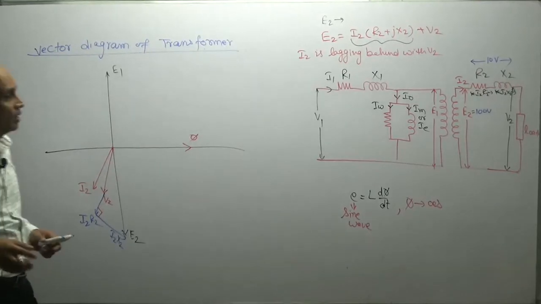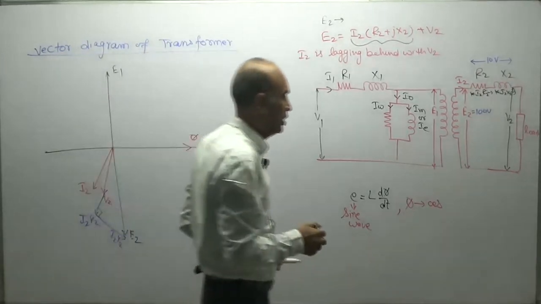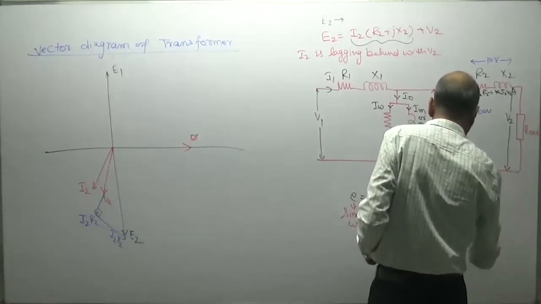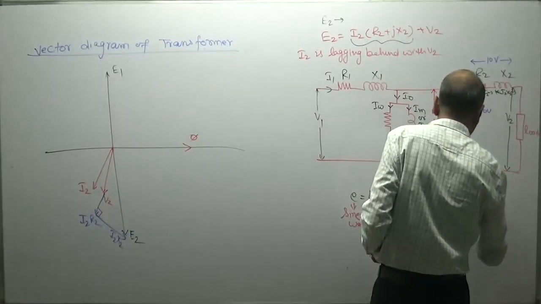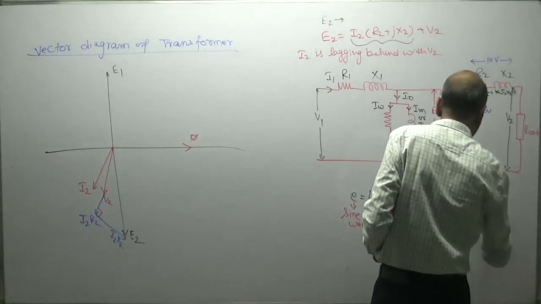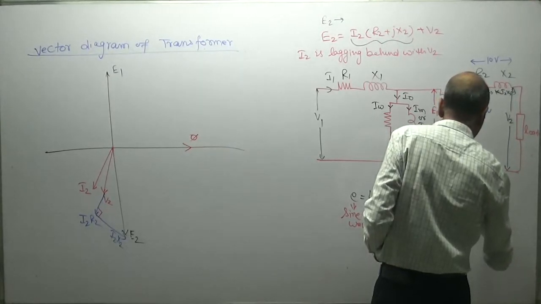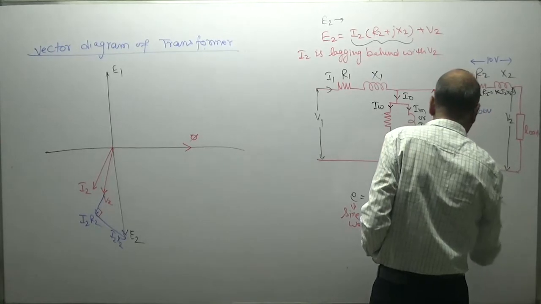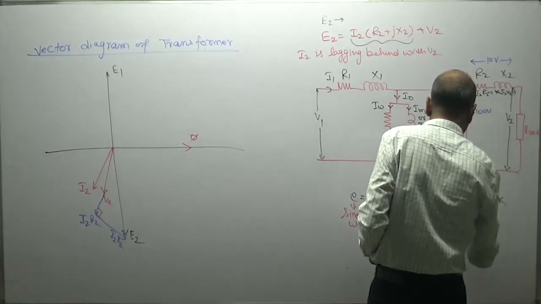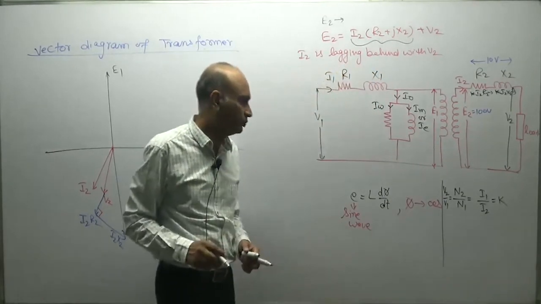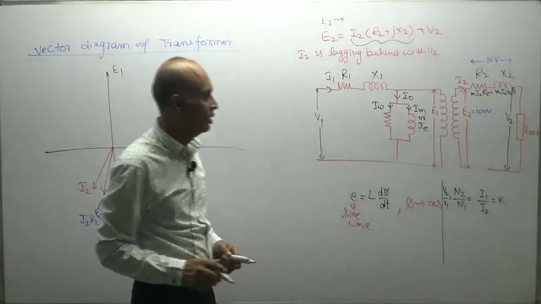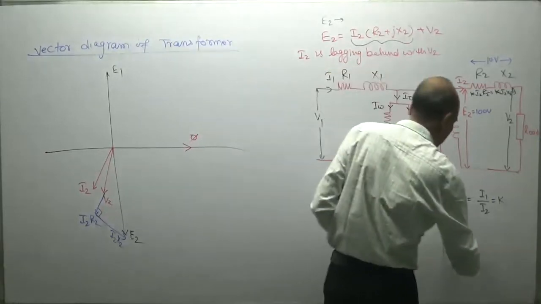Now I have told you one formula: N2 upon N1 is equal to I1 upon I2 is equal to K. Initially I have told you this formula, right? So how much is the I1?